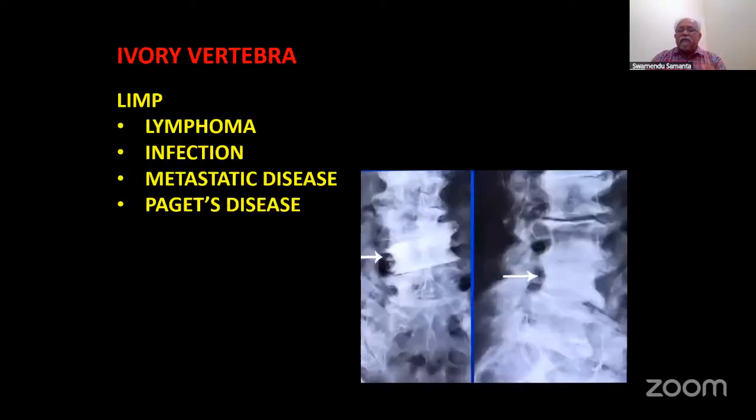Then this is the classic picture of the ivory vertebra. There is also a mnemonic for this. This is known as the LIMB: lymphoma, infection, metastatic disease, and Paget's disease. You will find this ivory vertebra in these conditions.